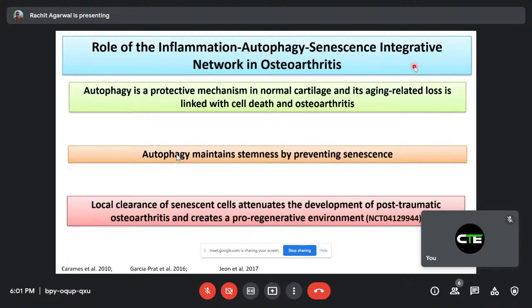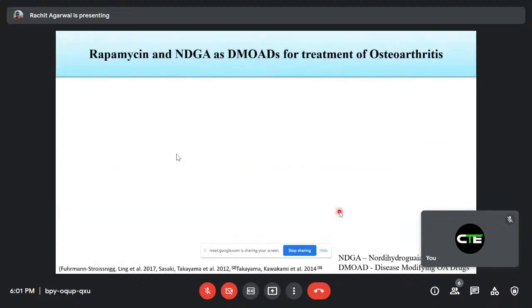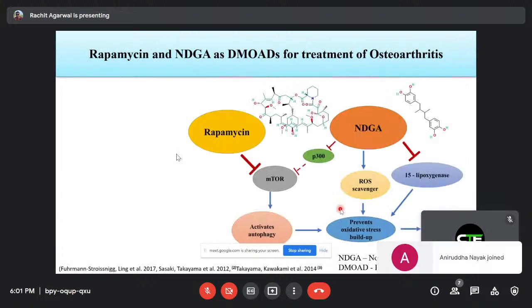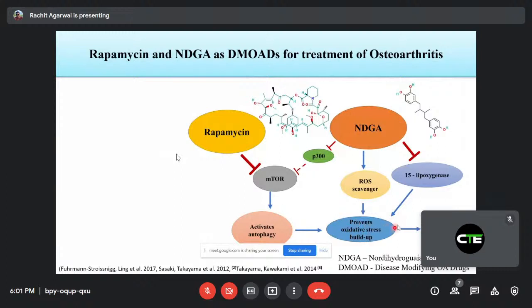And it has been shown actually, and this is already in clinical trials, that if you clear these senescent cells, that can prevent post-traumatic osteoarthritis. This has been shown in the mouse model, and currently this is undergoing clinical trials. So then we looked around and we found these two molecules, rapamycin and NDGA, as quite useful molecules. Both of these molecules target mTOR, which then activates autophagy, which then prevents the buildup of damaged molecules, oxidative stress, and eventually prevents senescence.